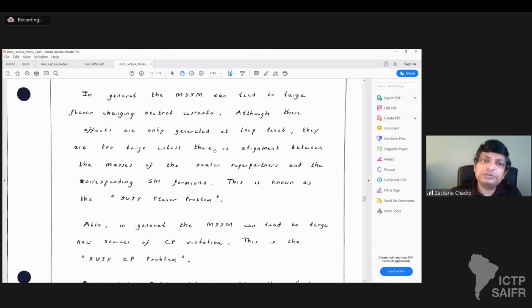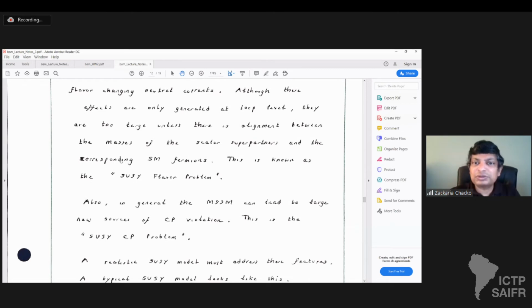That's way too big unless there's some kind of alignment between the masses of the scalar superpartners and the fermions. So you need some flavor alignment. A random SUSY theory is going to give you big flavor changing neutral currents, and there needs to be some serious model building to get around this problem.